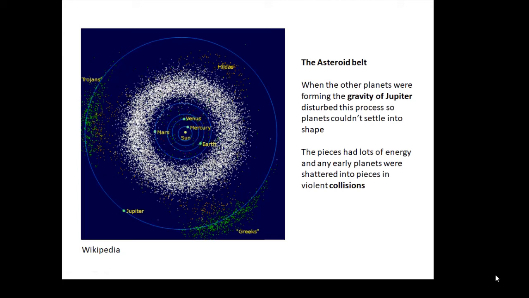The pieces there had lots and lots of energy, and they were all smashing into each other, breaking up, lots of violent collisions going on, and we ended up with this asteroid belt of lots and lots of bits of rock between Mars and Jupiter.